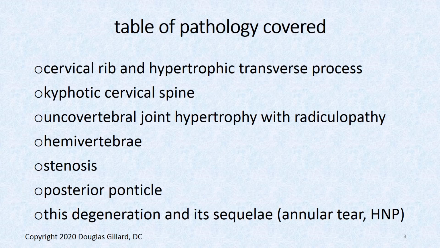We'll talk about a hemivertebrae really briefly, some stenosis, posterior ponticle, you probably don't even know what that is. And then we'll talk about some degeneration and some of its sequelae. Well, I already said that. That's going to be in the cervical MRI section. We'll talk about annular tear and a herniation. All right, with that said, let's get moving.